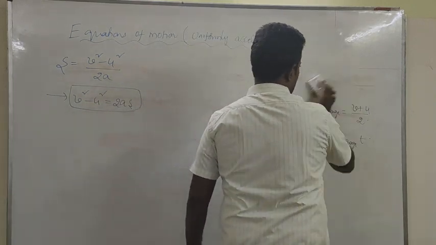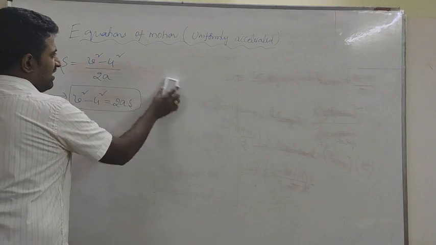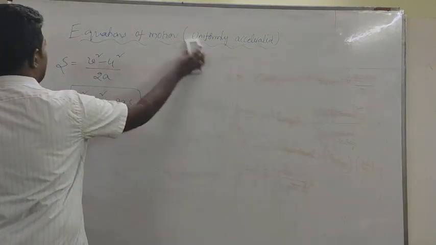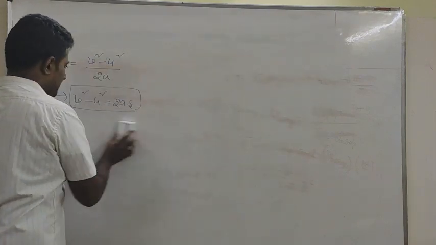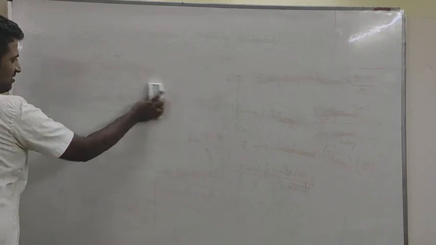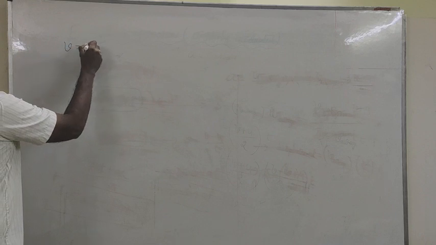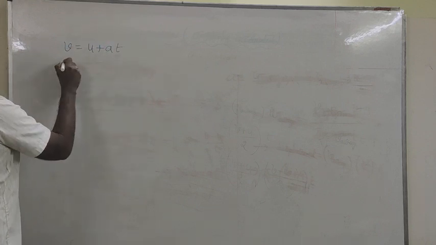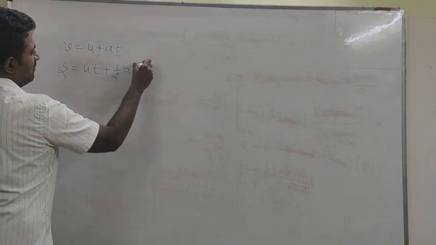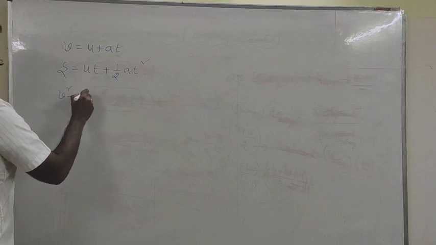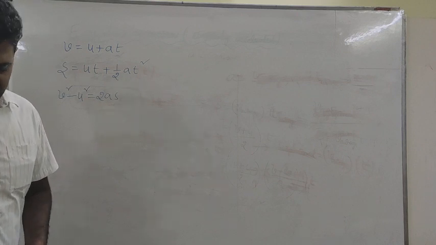Apart from this, of course, people will consider one more equation, that is for displacement in nth second. They will treat that also as an equation of motion, which I will discuss at a later stage. I am very much interested in concentrating only on these three equations. v is equal to u plus at, s is equal to ut plus half at square, v square minus u square is equal to 2as. These are the three equations in our hand.